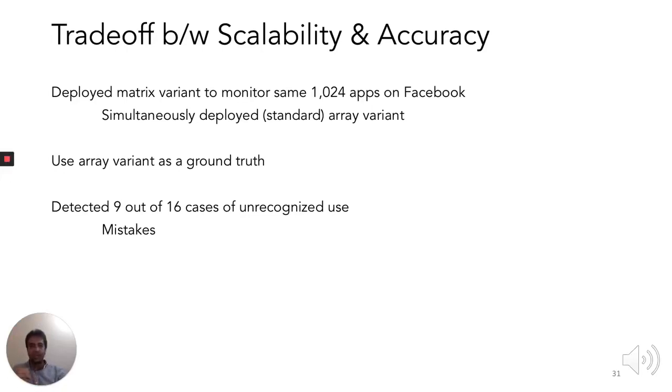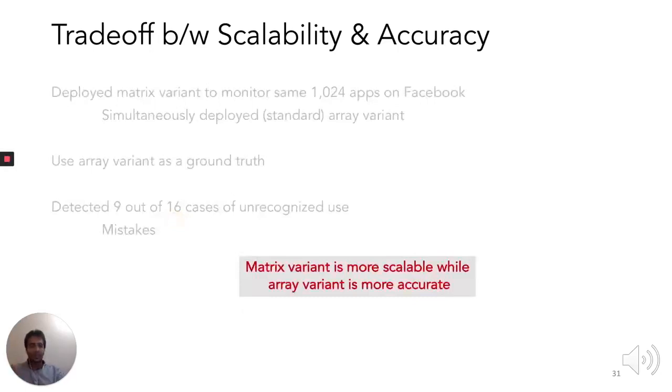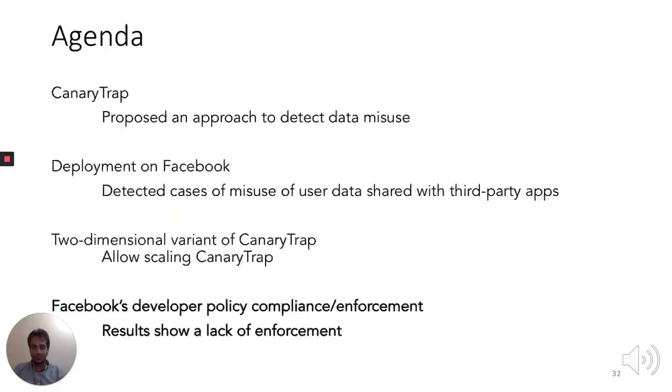We evaluated the accuracy of the matrix variant by deploying it alongside the array variant as ground truth. Overall, we find that the matrix variant is able to detect 9 out of the 16 cases detected by the array variant. While the matrix variant can monitor more apps using fewer honey tokens, it is prone to mistakes. For an in-depth analysis of these mistakes and mitigation ideas, I encourage you to check out the paper.